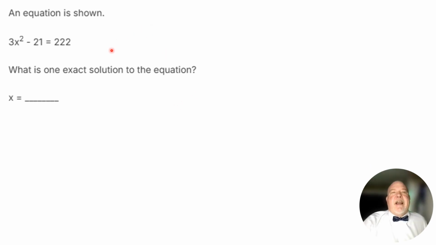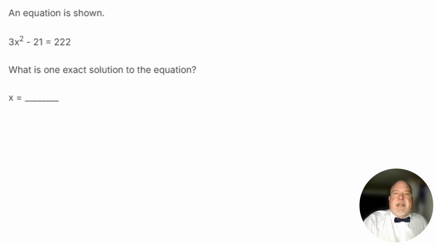So this question is asking us to find a solution to this equation. One interesting thing is that it says, what is one exact solution? That kind of leads you to believe that there must be more than one solution to this, and they only want one of them. So let's solve this and let's see what happens.